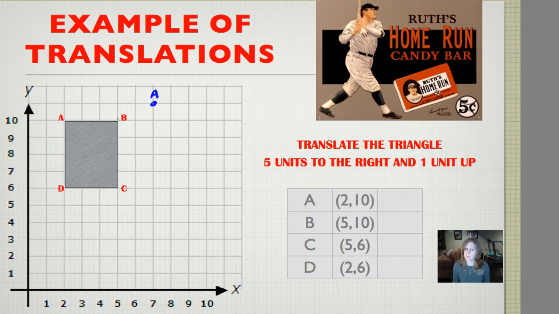Then I'm going to take point B and count 5 to the right. 1, 2, 3, 4, 5, and 1 unit up. Point B. Point C, 1, 2, 3, 4, 5, and 1 unit up. And point D, 1, 2, 3, 4, 5, and 1 unit up.